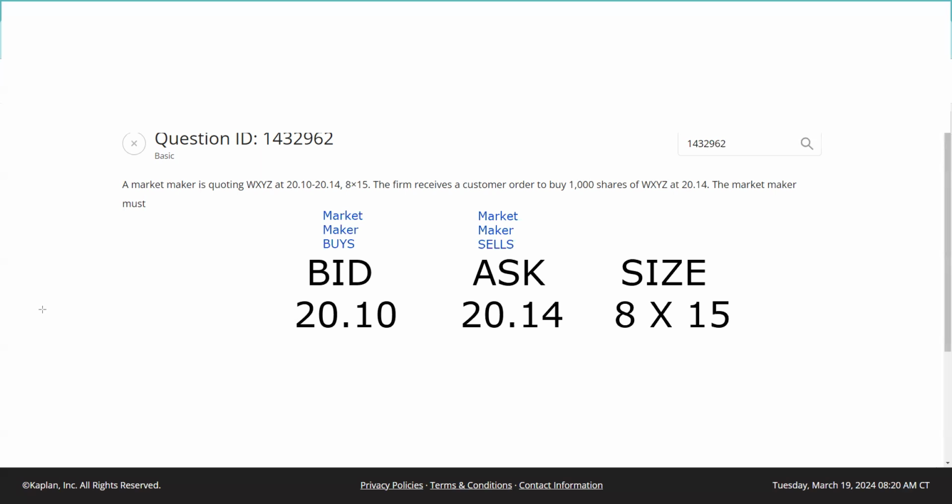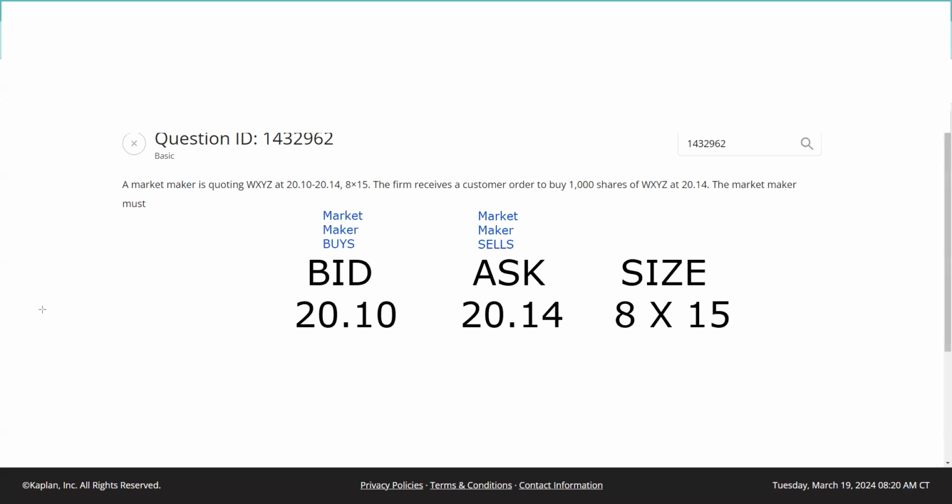As a market maker, I'm saying I'm willing to buy 8 round lots into my inventory at 20.10, and I'm willing to sell 15 round lots, 1,500 shares, out of my inventory at 20.14. So I call this the initial setup. I've got my first sentence kind of here on my scratch paper.